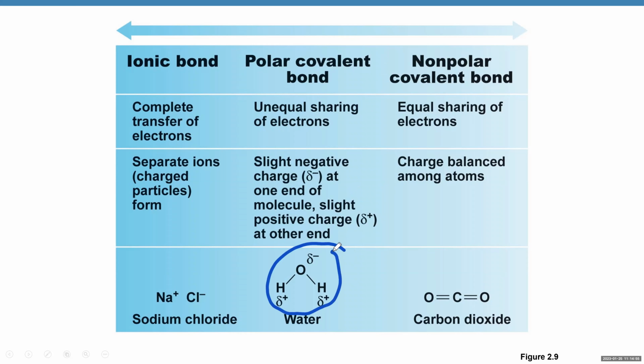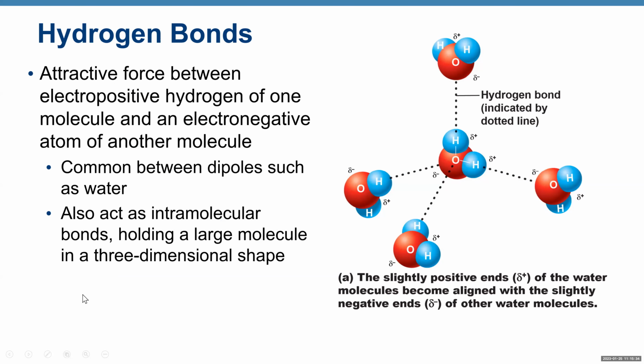So an example is water. And when we have complete transfer of electrons, then we form ionic bonds, with separate ions, charged particles, forming. Sodium chloride will be the example. So really ionic bonds are just very, very polar covalent bonds when you have complete transfer of electrons. Here you have partial transfer of electrons to oxygen, right? But here you have complete transfer of electrons to chlorine to form the chloride ion.